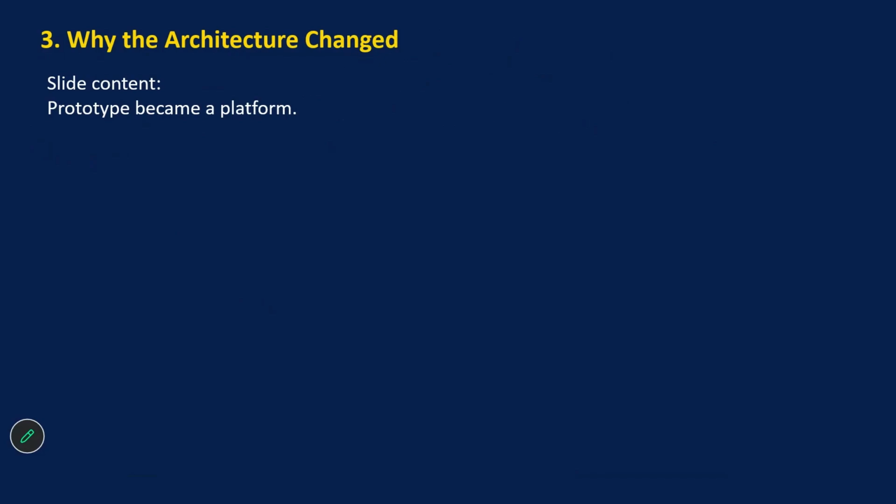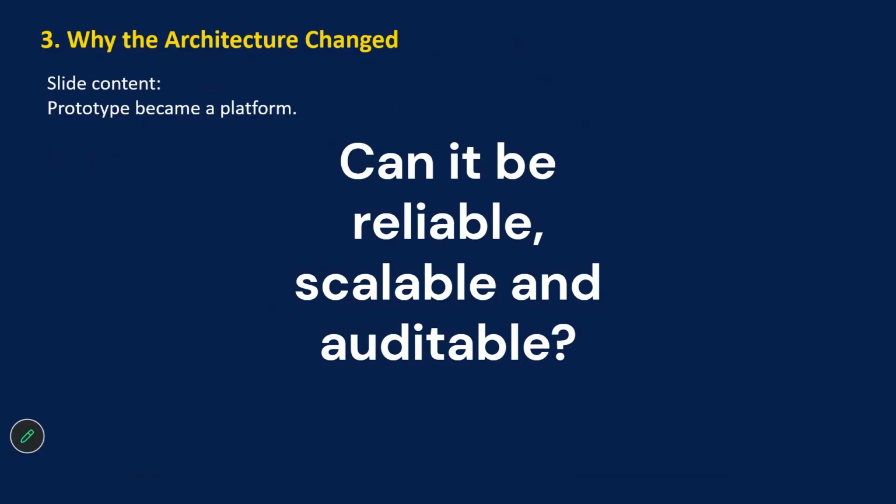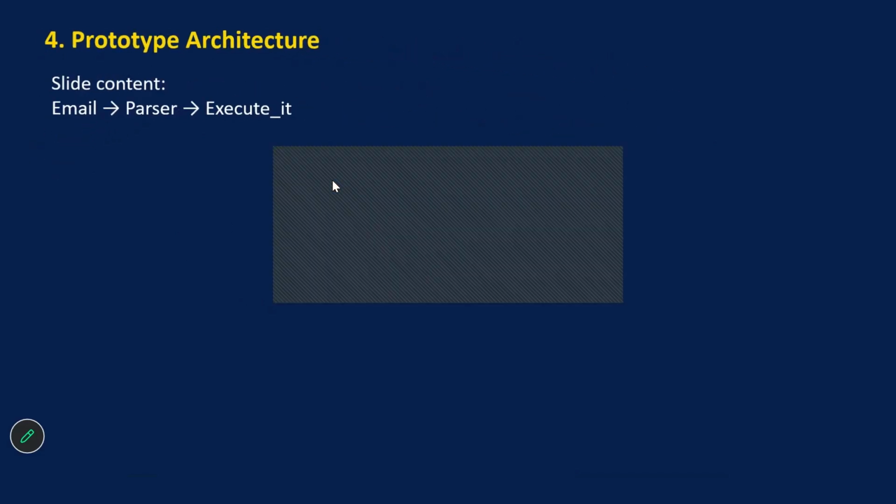Why the architecture changed? The prototype answered, is it possible? Now we must answer, can it be reliable, scalable, and auditable? That is why the architecture evolved before adding more features.